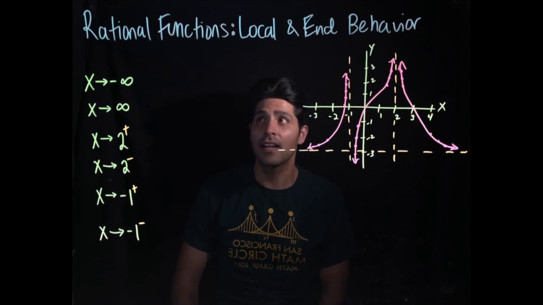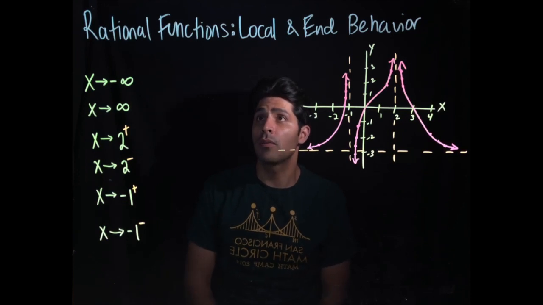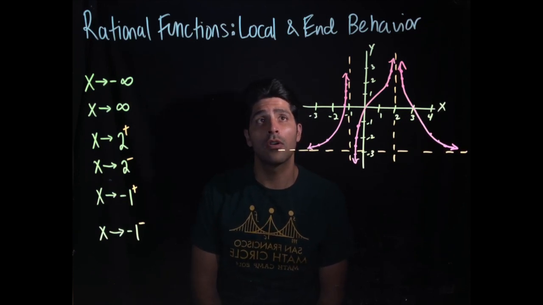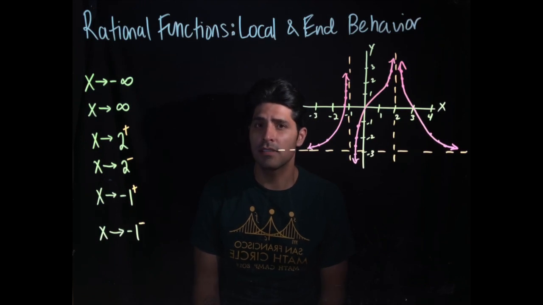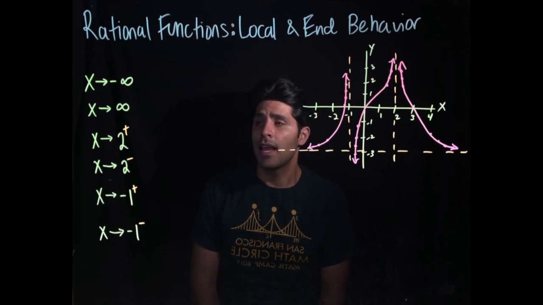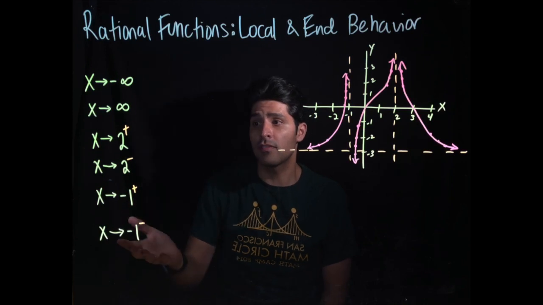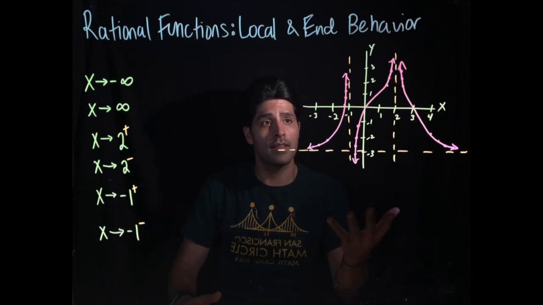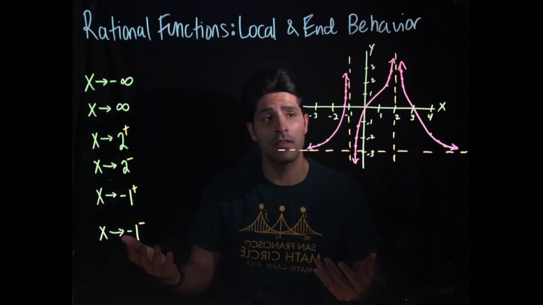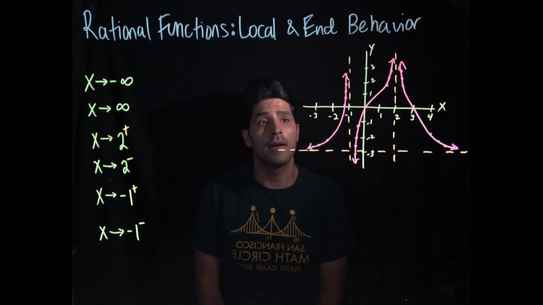Everybody, welcome back. I want to talk about some rational functions and their local and end behavior today. It seems like some students are struggling with that, and so I want to explain what this notation is all about. I want to show you guys how to look at this graph and describe it using this notation, and give a quick explanation of vertical and horizontal asymptotes.